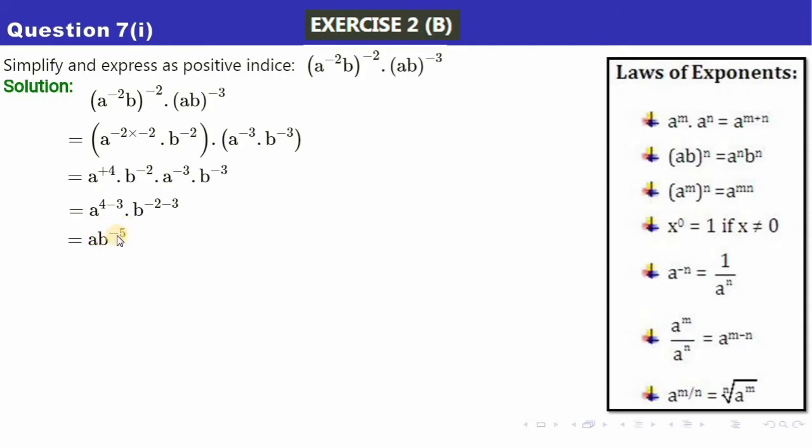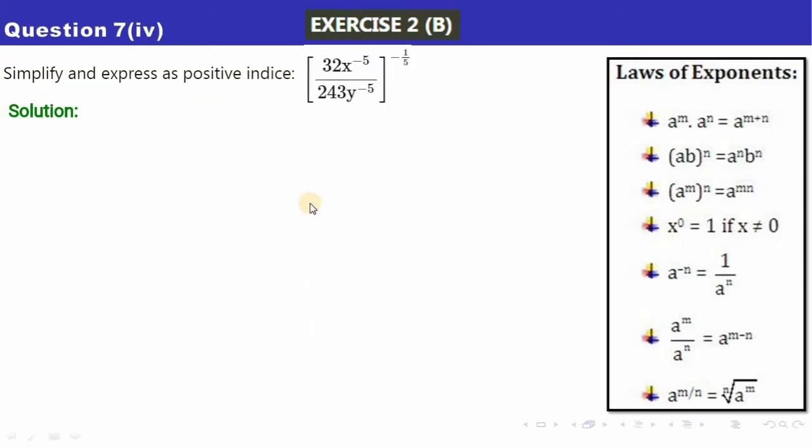So this is your simplified version, but here your power is negative, and you are asked to write your power to be positive. This can be done in this way. So this goes to the denominator using this law, and your answer turns out to be this much. See here, the power of a is positive and the power of b is also positive. So pause the video and note down your solution.